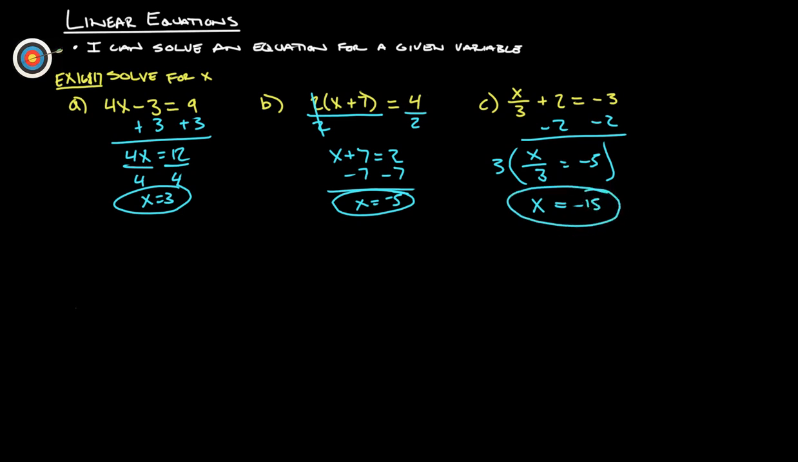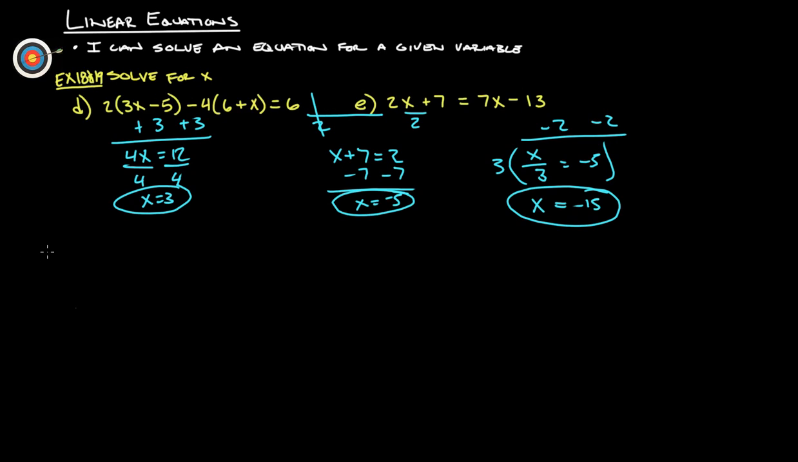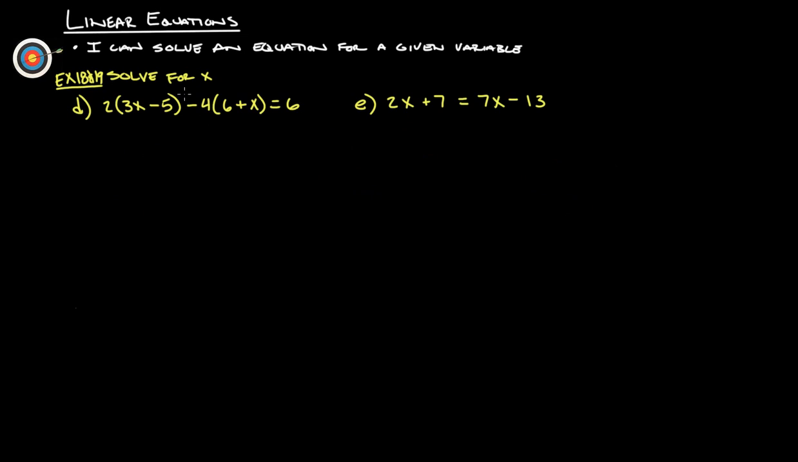Okay, let's look at the next ones. Let's stop here for a second. Here we go. Solve for x. So now we've got a couple of different x's here. And on this one over here, we've got an x on both sides. So let's just start simplifying here.